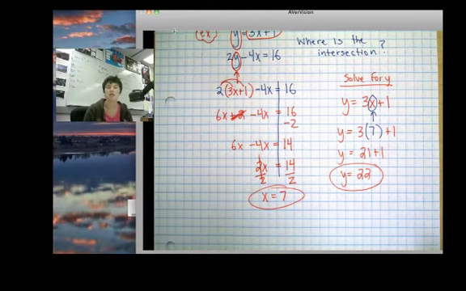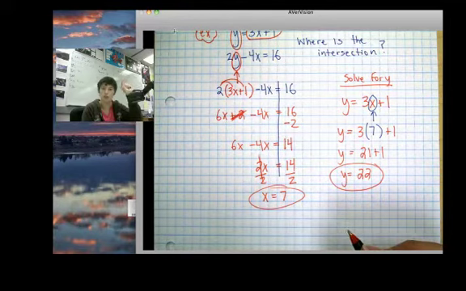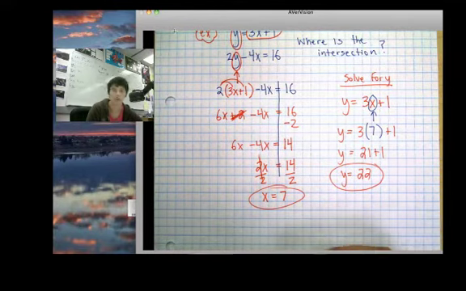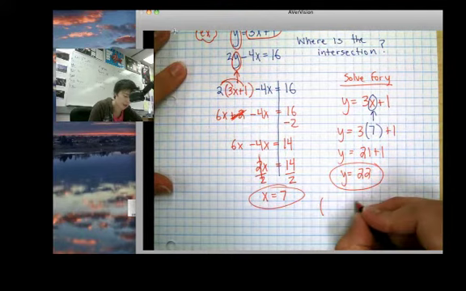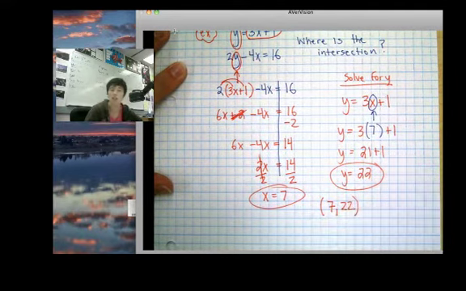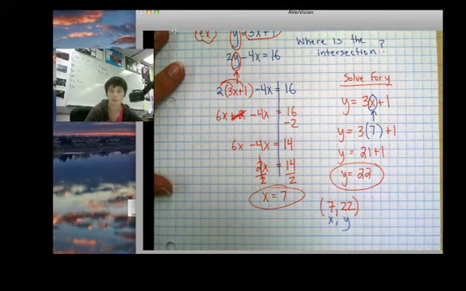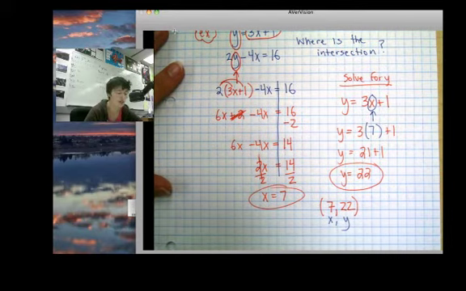Now I got both my values. So if somebody said, well, where do these lines cross? You'd say, well, go to the graph, go over 7, go up 22, right there at that point. That's where they're crossing. So I'm going to write it like a point on the graph. 7, 22. And in general, we always do the x value and then the y value. So it goes in that order. So there's our answer, and that's a quick review on the substitution method.